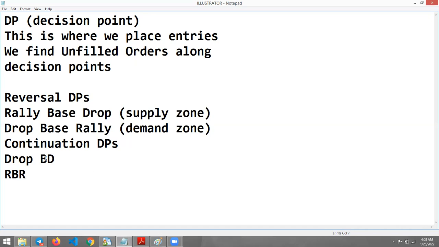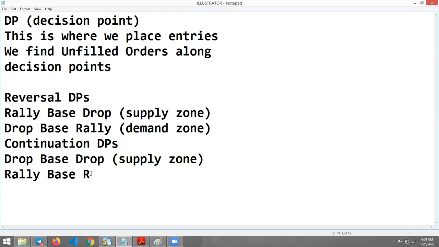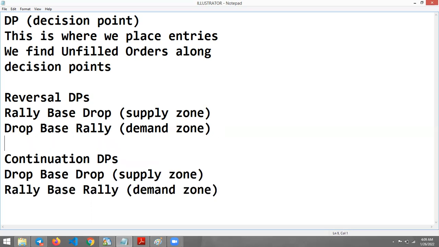base, drop, and this is also a supply zone. As I said, in these zones is where we find unfilled orders. Here we have a rally, base, rally. This is also what we call a demand zone. So this is just a breakdown of these decision points.